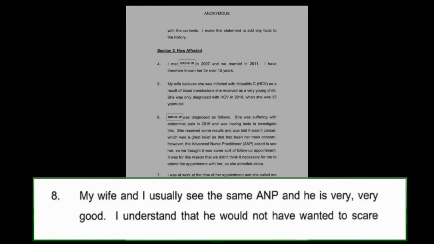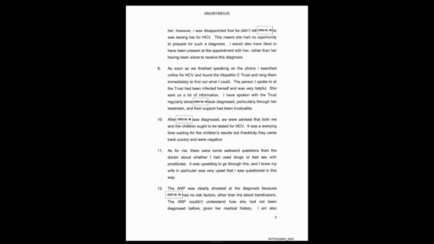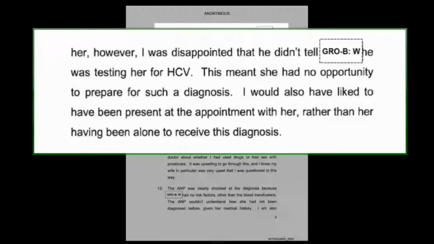My wife and I usually see the same advanced nurse practitioner, and he's very, very good. And I understand that he would not have wanted to scare her. However, I was disappointed that he didn't tell my wife he was testing her for hepatitis C. This meant she had no opportunity to prepare for such a diagnosis.